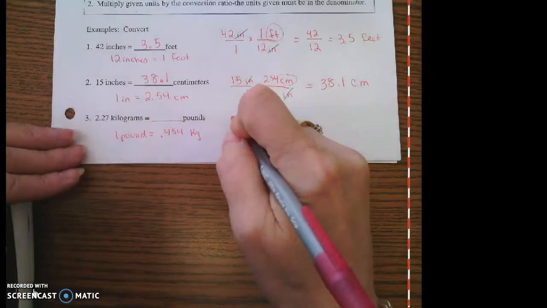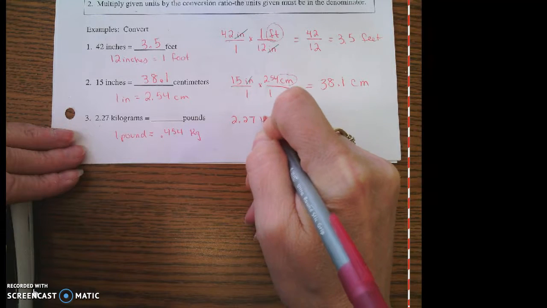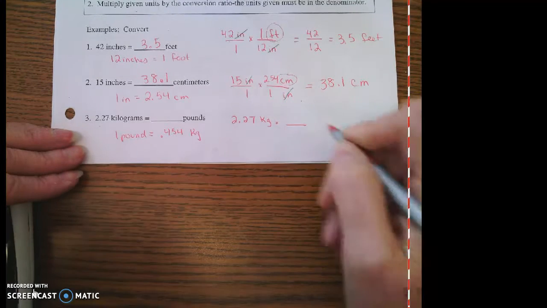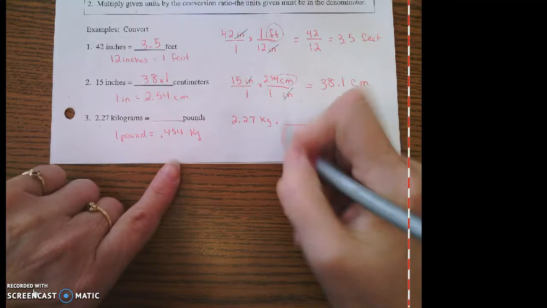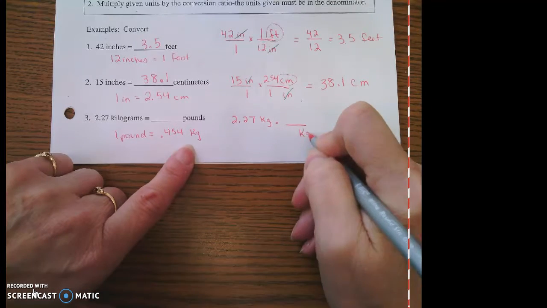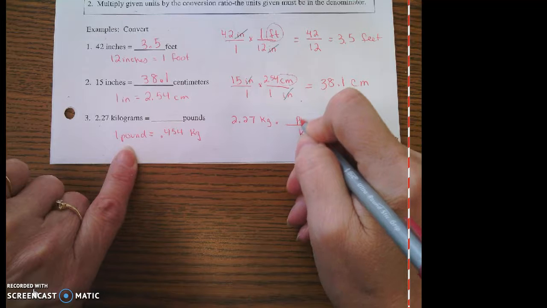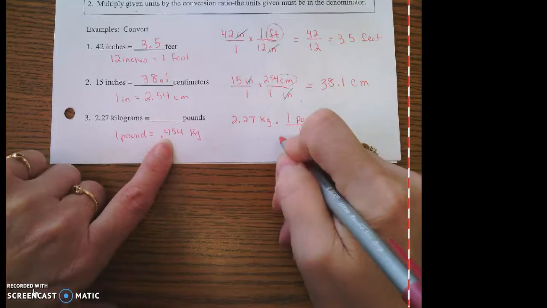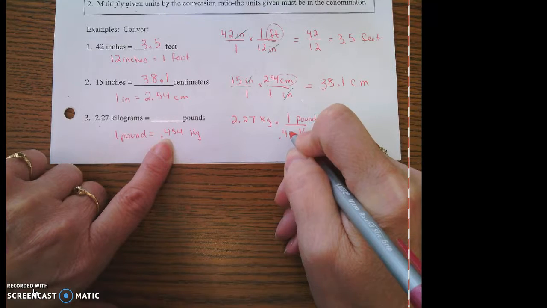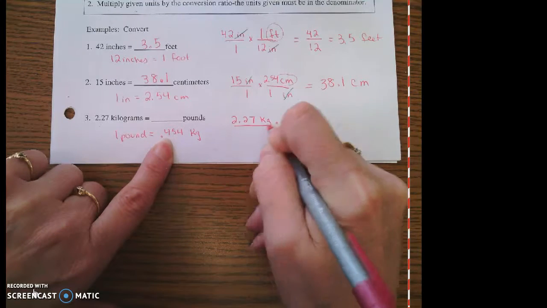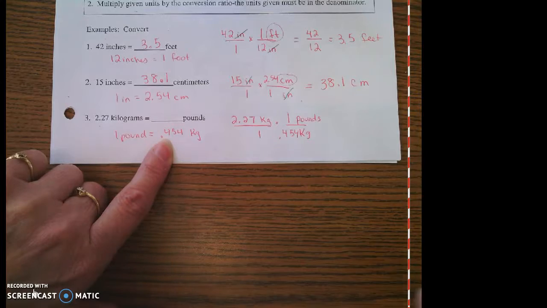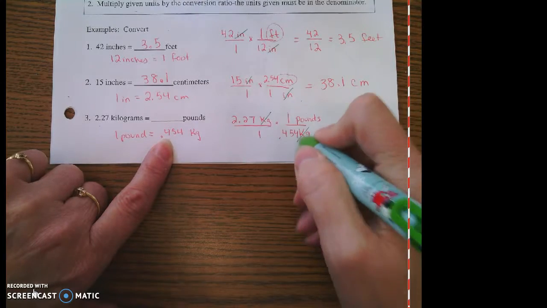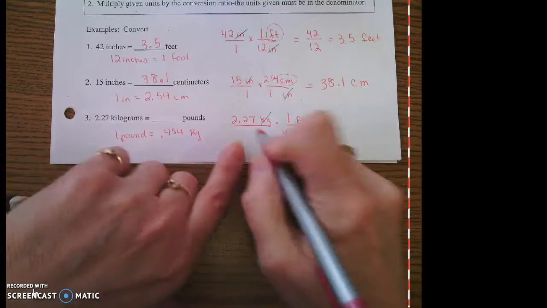All right, so I'm going to set this up. 2.27 kilograms is what I'm given. I need to multiply that by a fraction. Kilograms has to go in the denominator. Pounds is going to go in the top. And I have 1 pound is the same as 0.454 kilograms. You are canceling your units: kilograms in the top canceled with kilograms in the bottom.